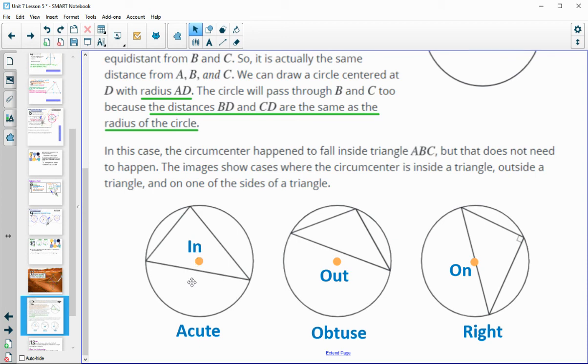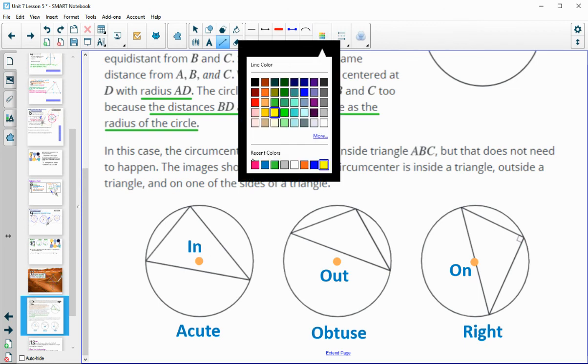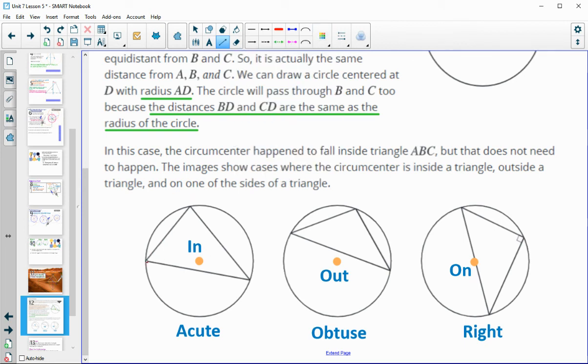Also remember that the circumcenter for an acute triangle is located inside the triangle. For an obtuse triangle, it's going to be outside of the triangle. And for a right triangle, it's going to be on the triangle. So we're looking at this being the triangle, and then the circumcenter is inside of it. That circumcenter is outside when it's obtuse, and it's on the hypotenuse when it's a right triangle.